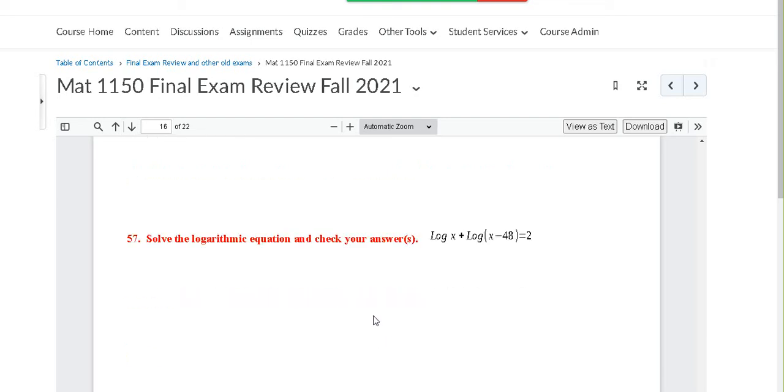Now let's take a look at problem 57 here. We solved logarithmic equations by 2 different methods. The first one was when you had the log of something equal to the log of something else, and we got rid of the logs. The second one was by rewriting it, like in problem 56. Which method are we going to use for problem 57, which is the log of x plus the log of x minus 48 equals 2?